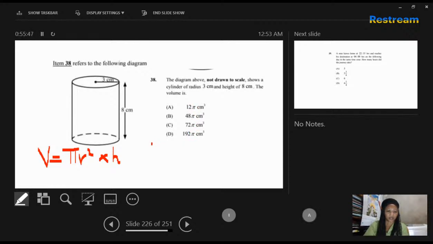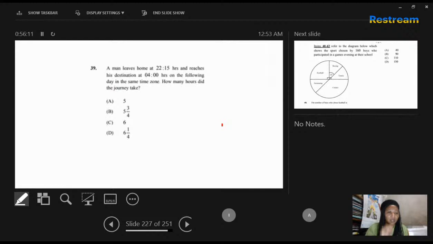So it's pi times 3 squared times 8. So it's 9 pi times 8. So what's the final answer? 72 pi centimeters cubed. 72 times pi. So the answer is C. All right, number 39.